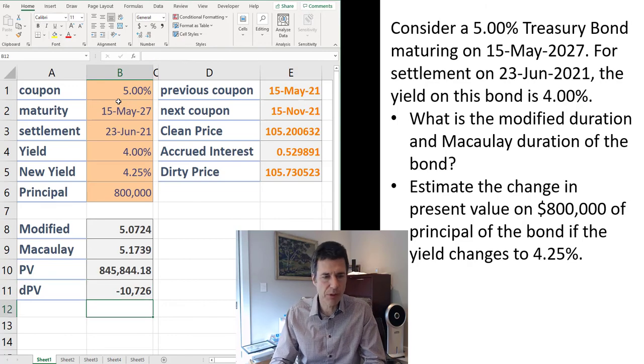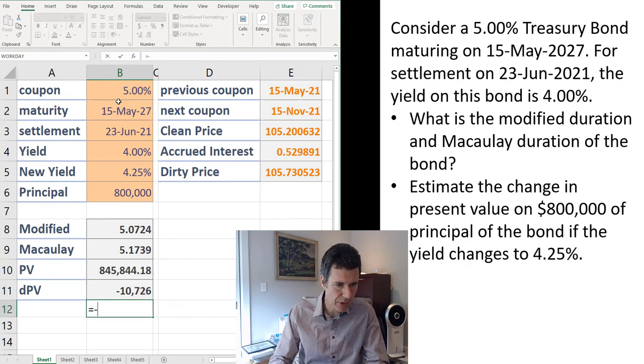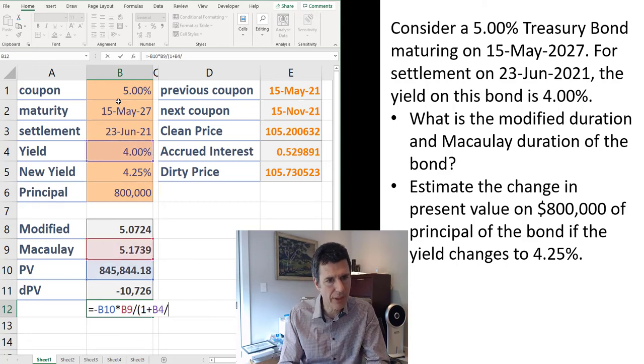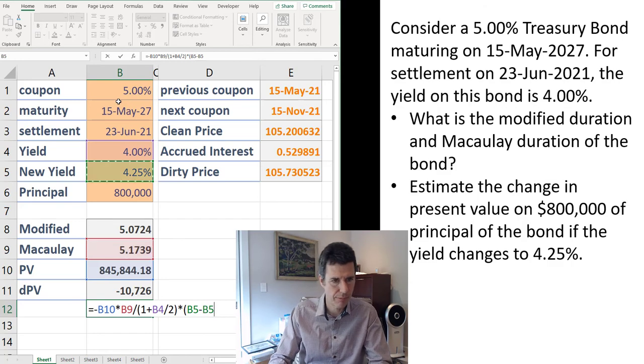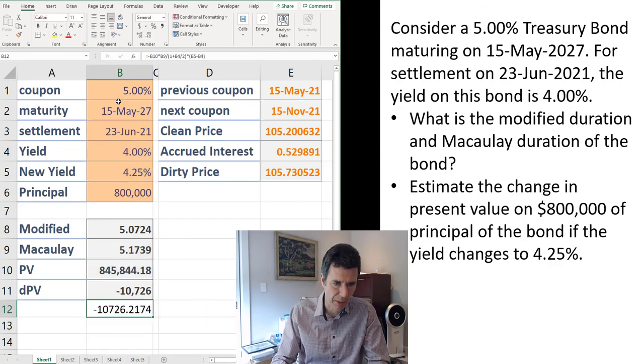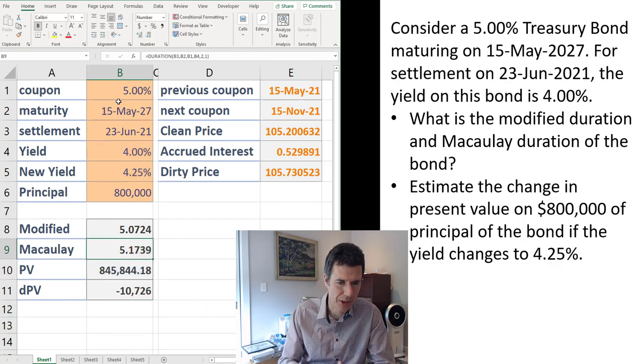We can do the same with the Macaulay duration, equals negative present value times Macaulay duration, but we have to divide by 1 plus the initial yield divided by 2, times change in yields. And of course we get the same answer because Macaulay duration is modified duration times 1 plus y over 2.